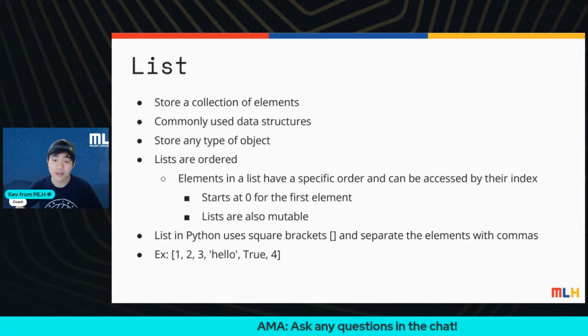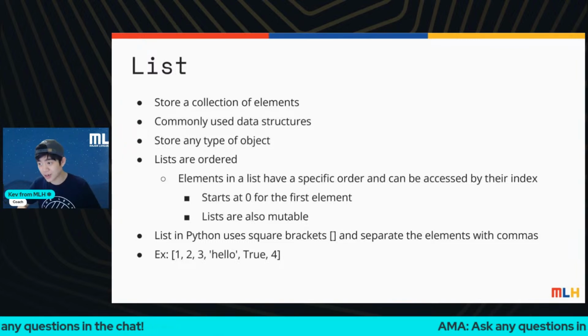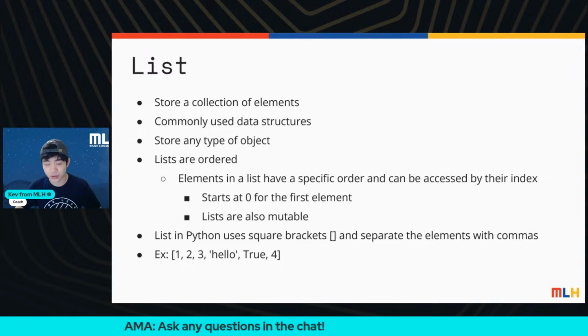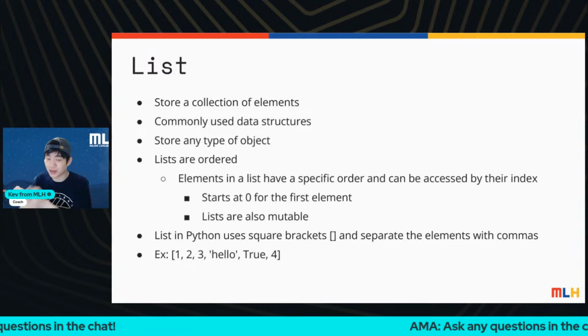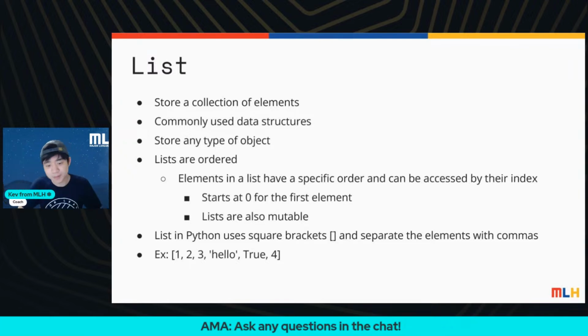We then have lists. Lists are just the idea of, you can think of it like a checklist, right? It stores a collection of elements. Elements are just different data types or different data values, right? It's commonly used as a data structure. A data structure is a structure that stores data. So a list is just a data structure. In other words, a list is just a structure that stores data. Elements of the list are just data points.